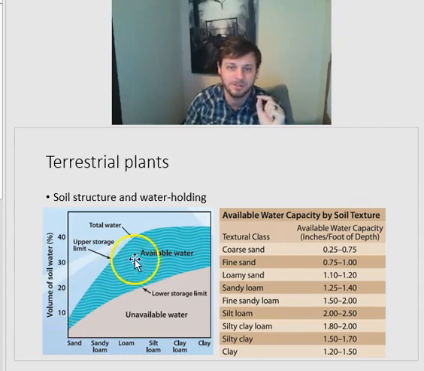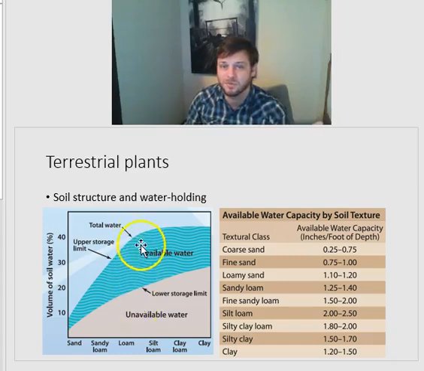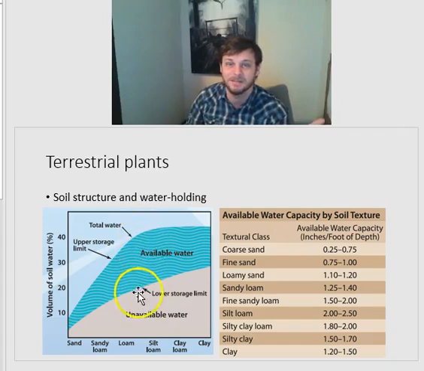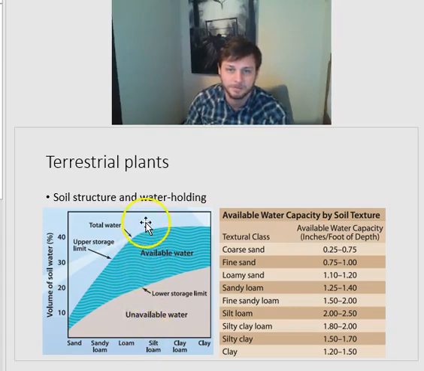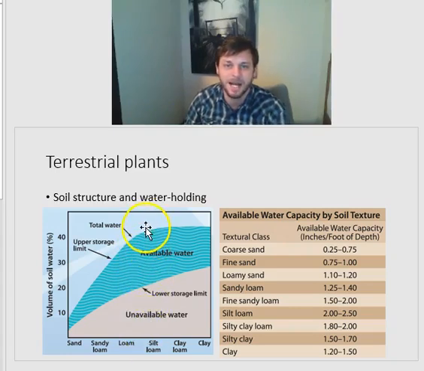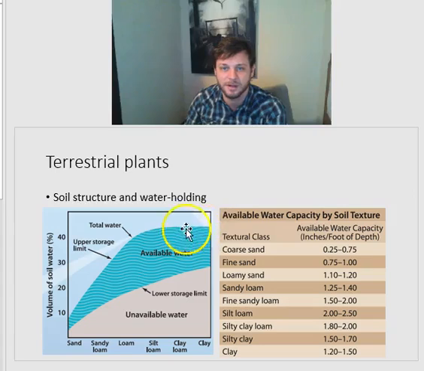As you get up to your silt loam, you see it can hold a lot more water. It's holding like 25% of its volume in water that is available for plants. If you look at it overall, it's almost up to 40. But then we kind of just plateau here.